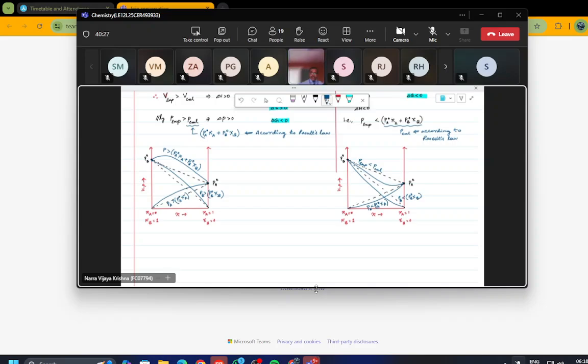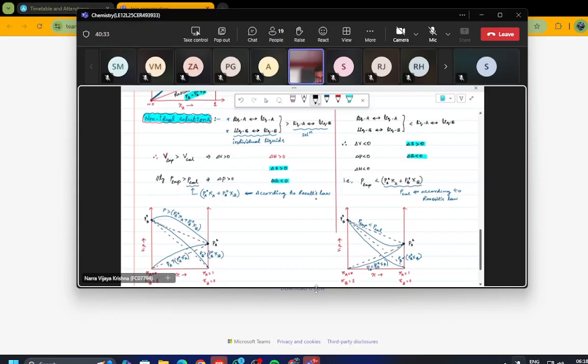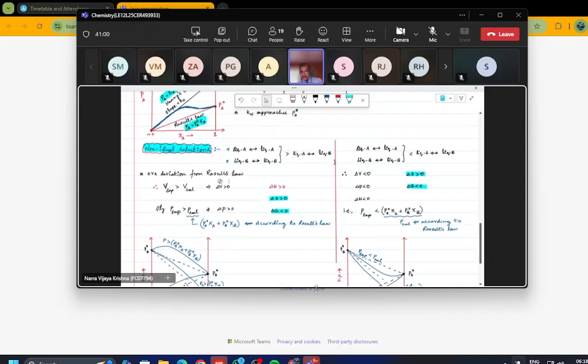Now, I call this positive deviation from Raoult's law. Are you able to understand why I call it positive deviation? Why I call it positive deviation from Raoult's law? It's greater than the actual value it has to be. Yes. Then what about this? This indicates solutions showing negative deviation from Raoult's law.